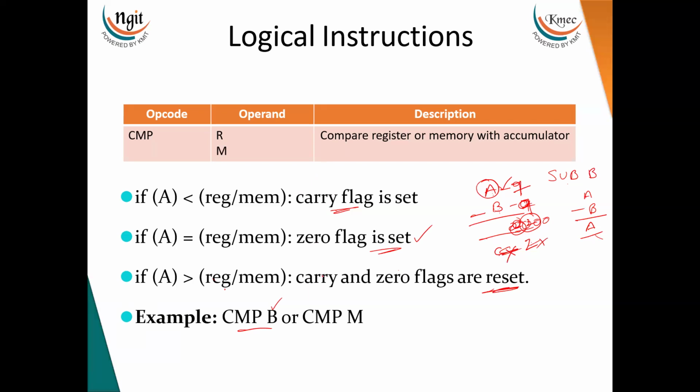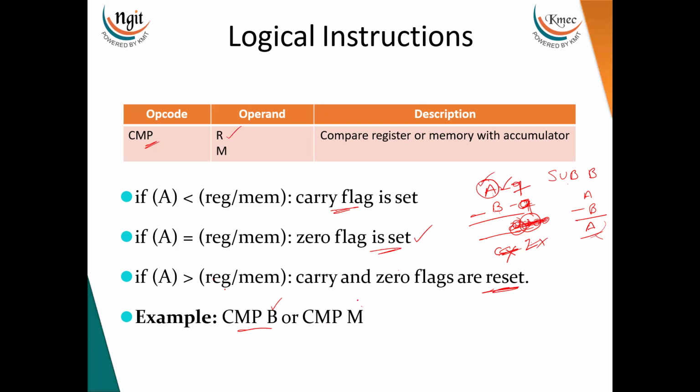Now, if you are sorting numbers, or searching for a number, this instruction will be useful. Here, compare R means any register you can use. That register will be compared with the accumulator value. And what is the difference between subtraction and comparison? In subtraction, the result will be stored in the accumulator. In this case, the result is not stored. The accumulator content is not going to change.